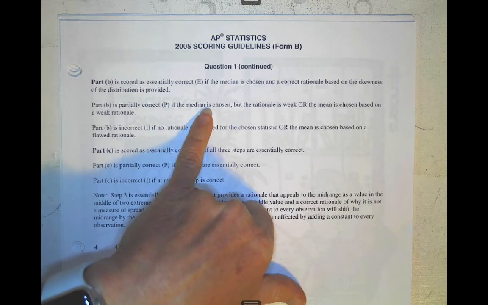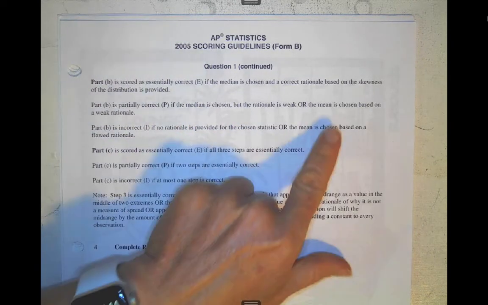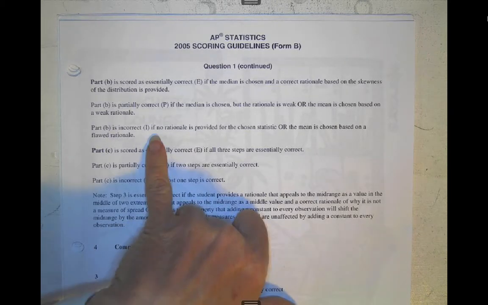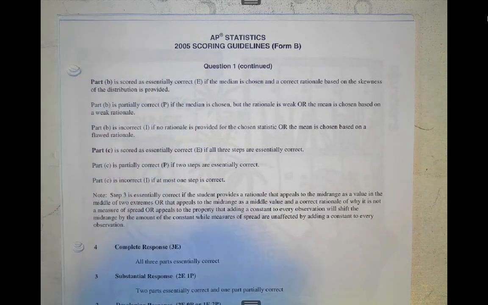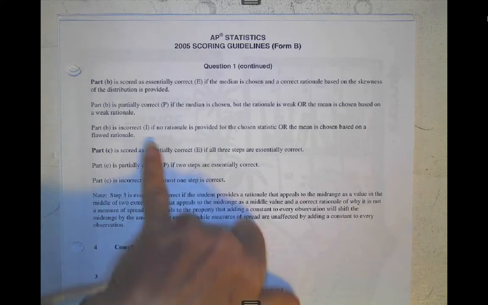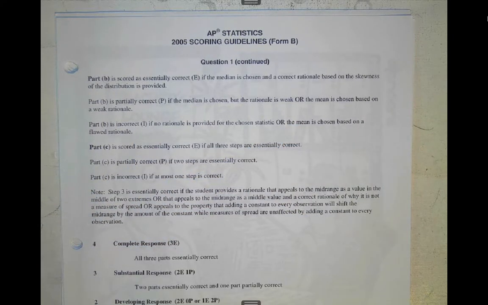You'd get a P if you chose the median but your rationale was weak, or the mean was chosen but the rationale was weak. You'd get an I if no rationale is provided. So if you just said median and you didn't explain, you'd get an I. Even though you knew it was the median, if you didn't offer that explanation, you're not going to earn any credit. Or the mean is chosen based on a flawed rationale.